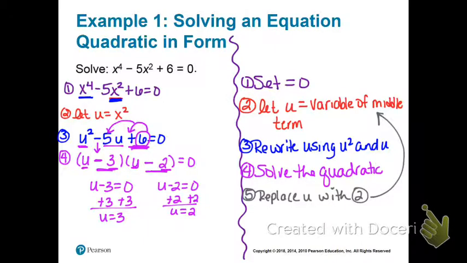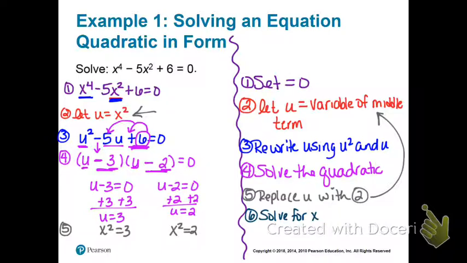So when I look back up at step 2 there, we had an x squared. So step 5 is it's not really u equals 3, it's x squared equals 3. And it's not really u equals 2, it's x squared equals 2. And then for step 6, we're going to solve for x.